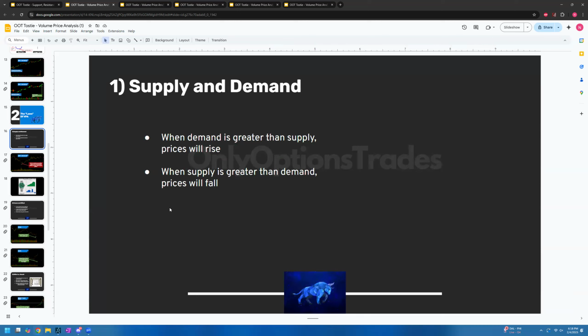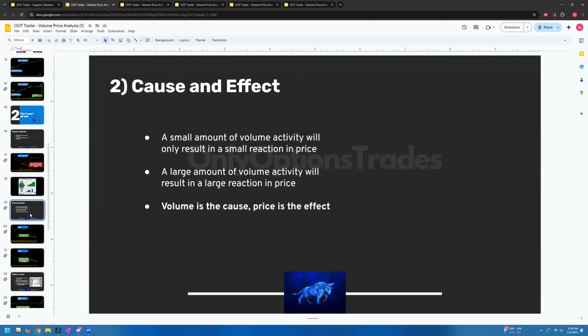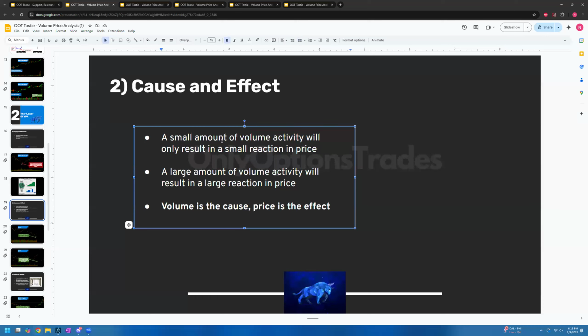Very simple, right? It's a concept that we see all throughout our world, and it absolutely is still present in volume price analysis. The next one is cause and effect, and this is a bit more of an interesting one. A small amount of volume will generally only result in a small reaction in price. A large amount of volume will generally result in a large reaction in price. And volume is the cause, and price is the effect.